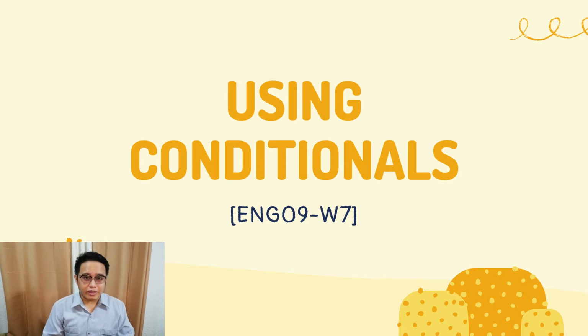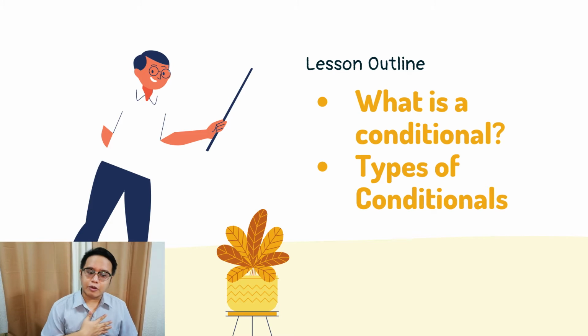So, our topic for today, as what you can see here, is what we call using conditionals. Now, what are conditionals? This will be part of our lesson outline. The first topic in our outline is what is a conditional. We will talk about what a conditional is, and then we will go to the types of conditionals. There are 4 types of conditionals which we will be talking about later on.